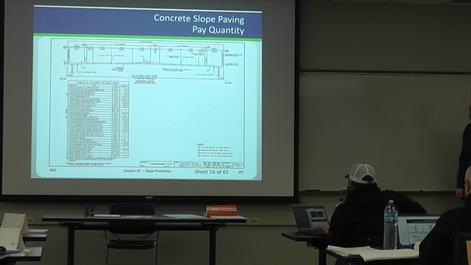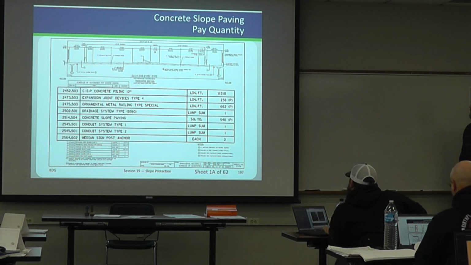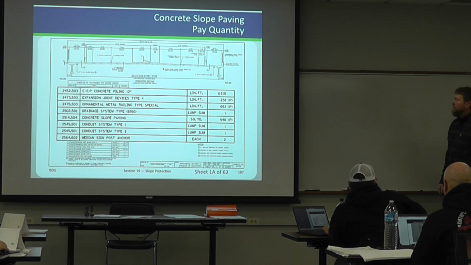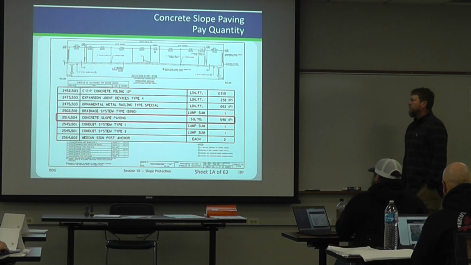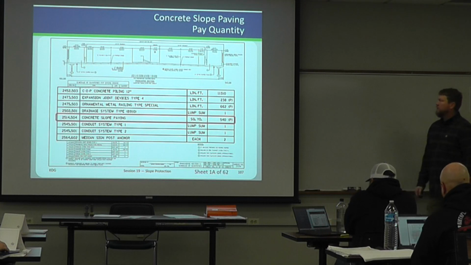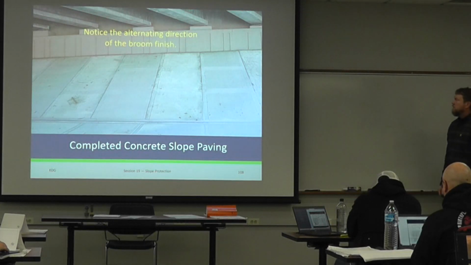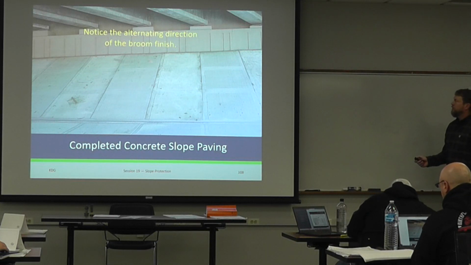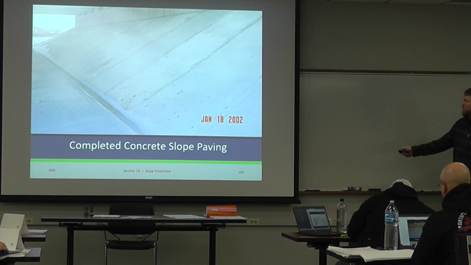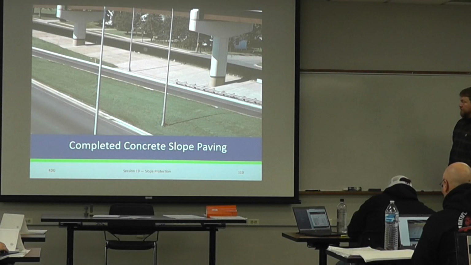in the field. Sheet 1 of the plan, just looking at pay quantities, so here's the statement of estimated quantities. Slope paving is right there, in this case it is the P quantity, and this is, I believe, the bridge. You can see you've got alternating groove finish. Here's the toe wall down here, and you can see the slope paving going up. And just a few other examples.